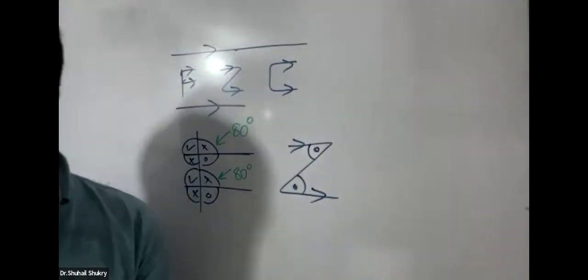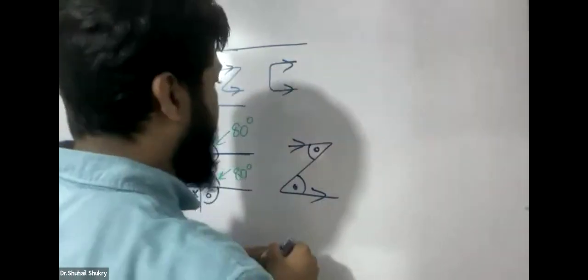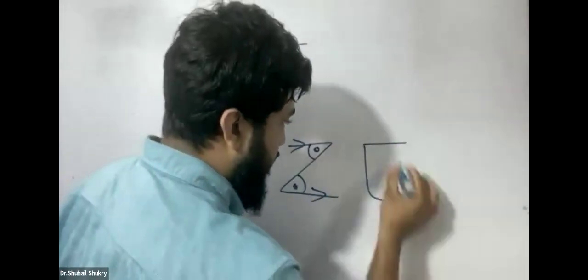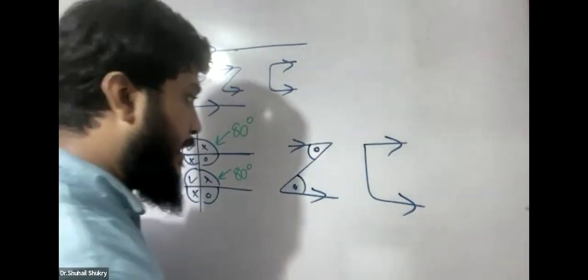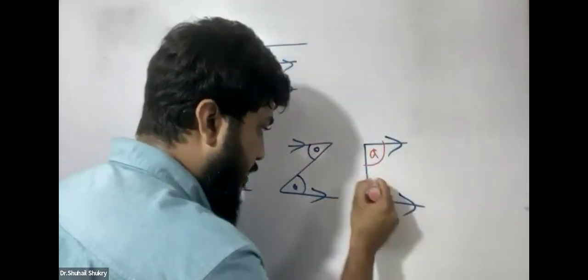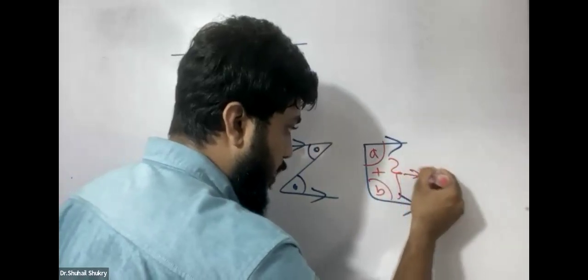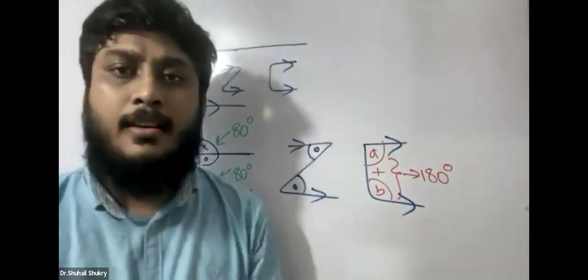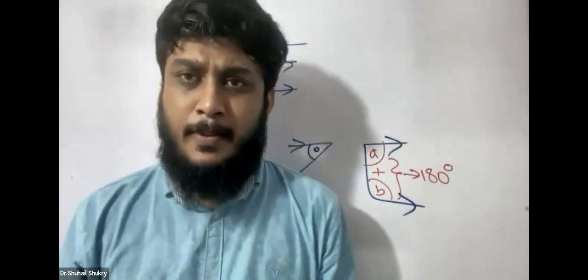Then the C shape, right? The C shape is like this. The rule in C shape is, if this angle is A and this angle is B, if you add these two, A plus B should be equal to 180 degrees. That is the rule in allied angles. So you can remember this, right?